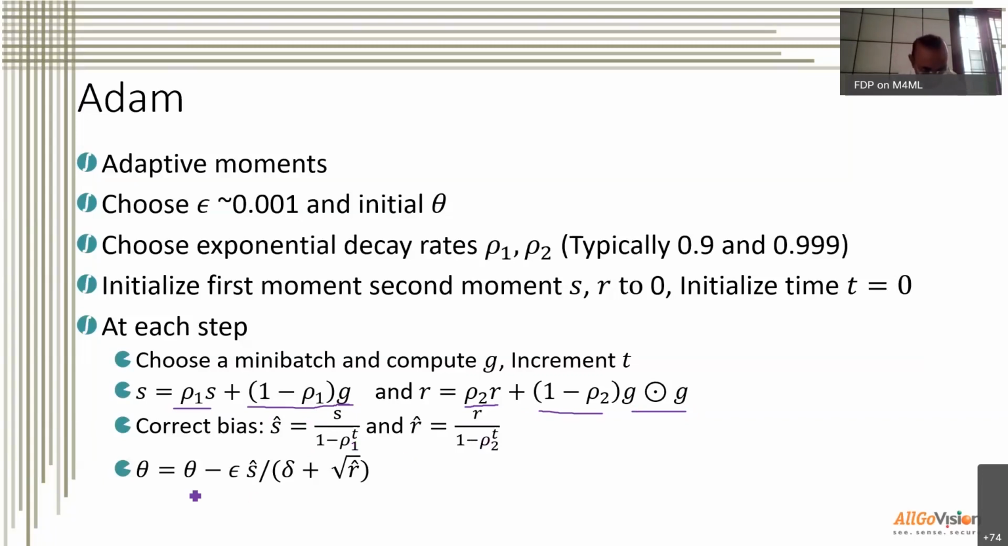Then theta becomes theta minus epsilon times S cap divided by delta plus the square root of R cap. This is the RMSprop kind of thing, and since you are using S cap, that's like a momentum. Instead of using plain G, we are using S cap here.